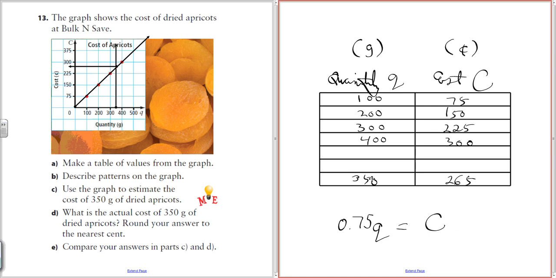So I know from the question, it says how much is the exact amount of this, and it says 350. So I take 0.75, substitute my quantity, which is 350, and that will tell me the cost.